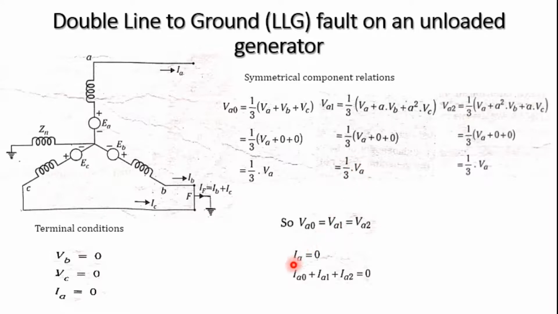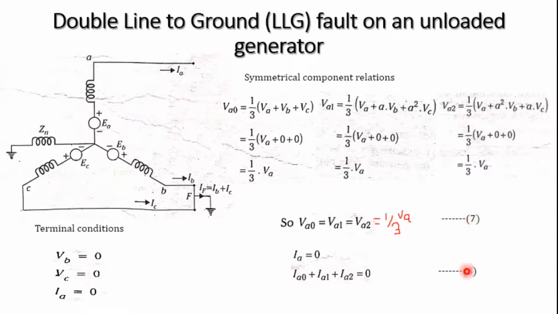Already we know that IA is equal to 0. This means that the symmetrical components of the phase current are also present. Consider this as equation 7: VA0 is equal to VA1 is equal to VA2, which is 1 by 3 times VA. Call the next equation 8: IA0 plus IA1 plus IA2 is equal to 0.